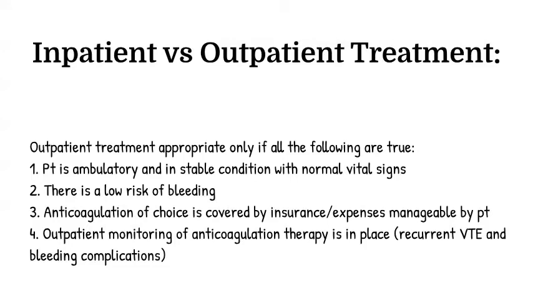And this should be in place because once you send the patient home, there should be someone out there monitoring for recurrent VTE and bleeding complications and so forth. So if your patient does meet all 4 of these criteria, then you can send your patient home on anticoagulation of choice. If not, then they get admitted. And once the patient gets admitted into the hospital, then the next thing that we have to figure out is whether the patient is hemodynamically stable or unstable, because the anticoagulation therapy that you use will depend on that.